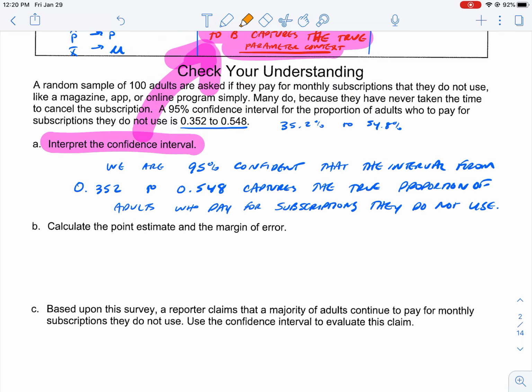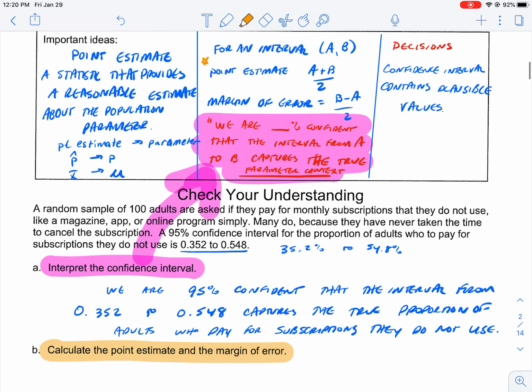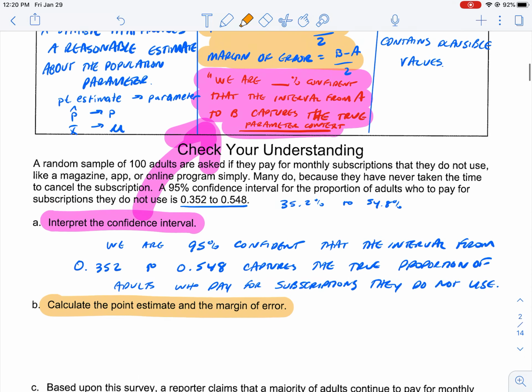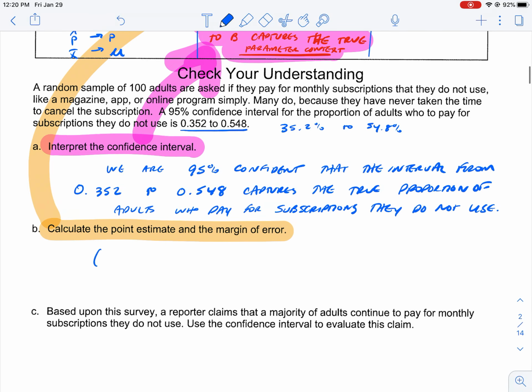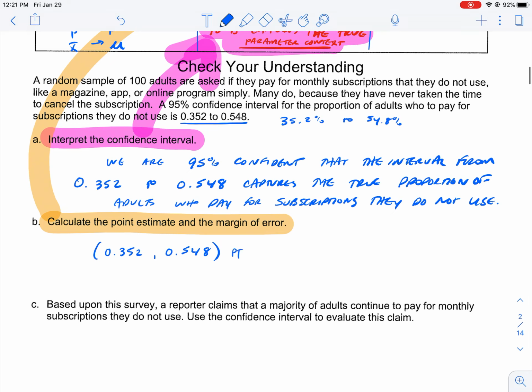So let's calculate the point estimate and the margin of error. That is this part up here. So kind of tie those in. So calculating the point estimate. Well, if I have an interval from 0.352 to 0.548, then my point estimate is halfway between them. So to find halfway between them, I do 0.548 plus 0.352, and I divide by 2 to get 0.45. So that's my point estimate.